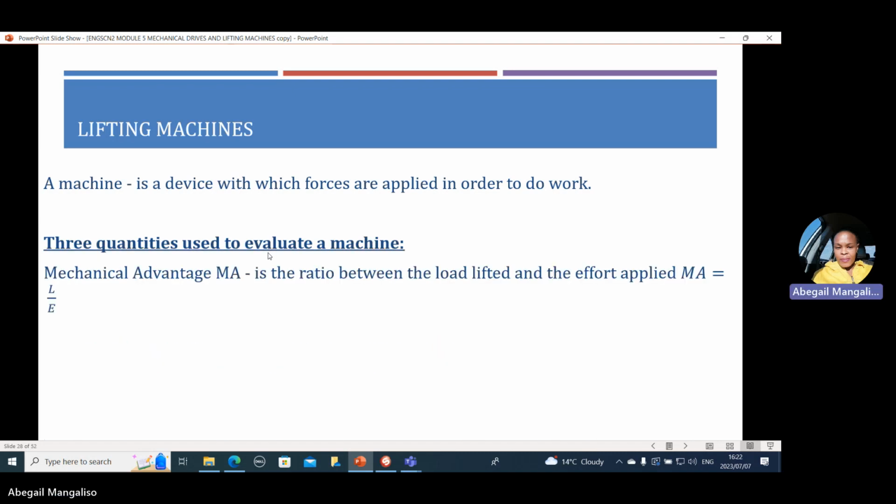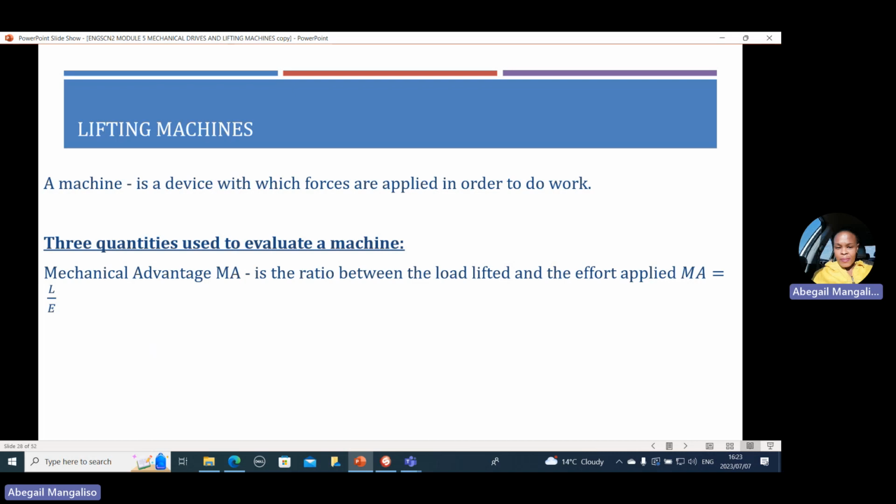Now, on a machine, there are three quantities that are used to evaluate whether the performance of the machine is good or bad. The first one is the mechanical advantage. The symbol that is used to calculate mechanical advantage is MA, and it is defined as the ratio between the load lifted and the effort applied. MA is equal to L for the load divided by E for the effort. The load must be in Newton because it is the weight that must be raised.